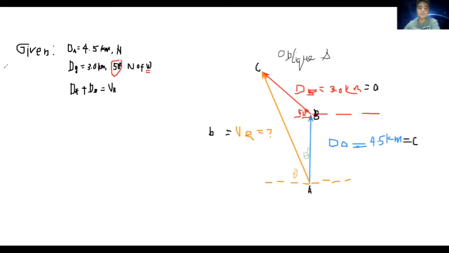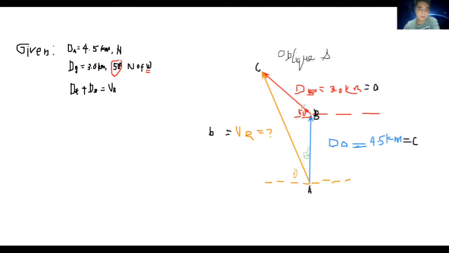Now, to solve the B sub R or side B, tignan muna natin ang given situation of this oblique triangle. We have D sub A as a side C and D sub B as a side A. And then we have an angle here. So we have a condition of oblique triangle: side, and then side.